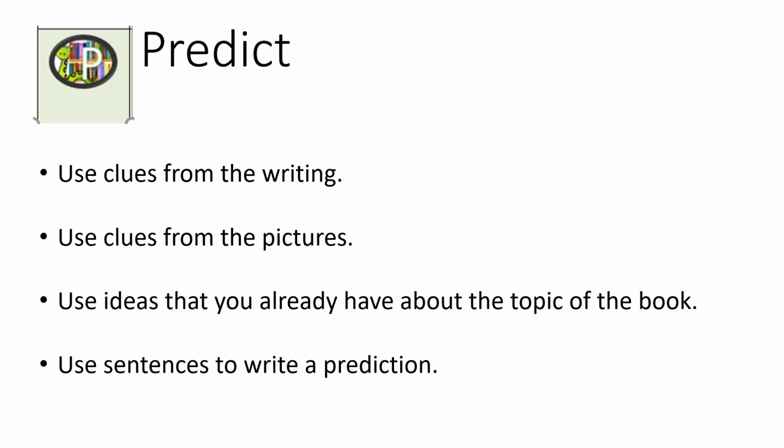So we think about full sentences, capital letters, full stops and finger spaces, to write what we think about our prediction. And predicting is about guessing what might happen. But because we're using the clues, which we've just said, it is about us having a guess that is about right. So not something that is just completely off the top of our head. We have to have something that is about right. So let's have a look at that.